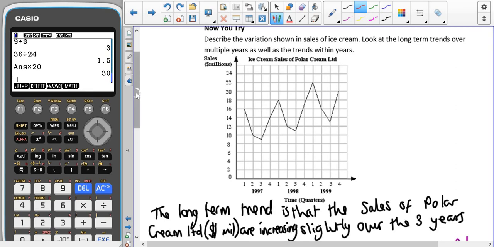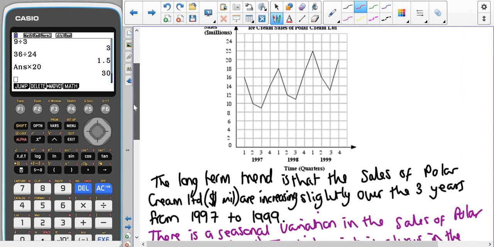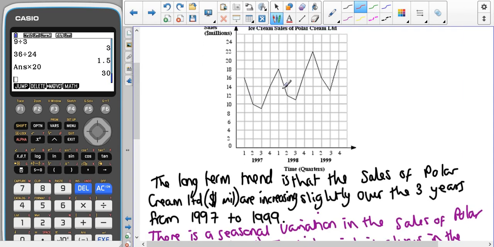So hopefully you've given this a try now. The comments that I made was that there's a long-term trend of it slowly increasing. So the long-term trend is that the sales in Polar Cream Limited, millions of dollars even, are increasing slightly over the 3 years between 1997 and 1999, inclusively.